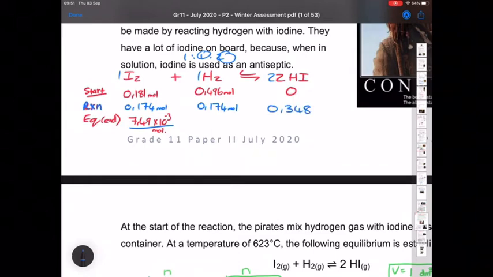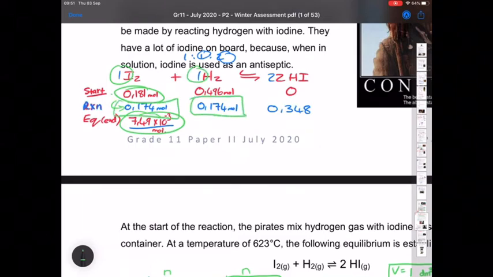Just to run through that again. If you start with 0.181 and at the end you had 7.49 times 10 to the minus 3, then 0.181 minus 7.49 times 10 to the minus 3 will give you 0.174. Because of the 1 to 1 ratio, if that's 0.174, this will also be 0.174. And because of the 1 to 2 ratio, the hydrogen iodide will be twice as much. 0.174 times 2 will give you 0.348.